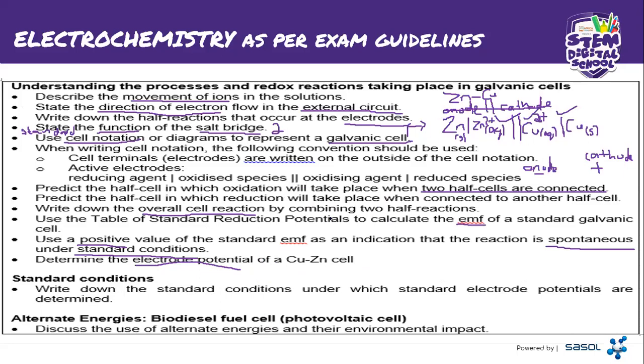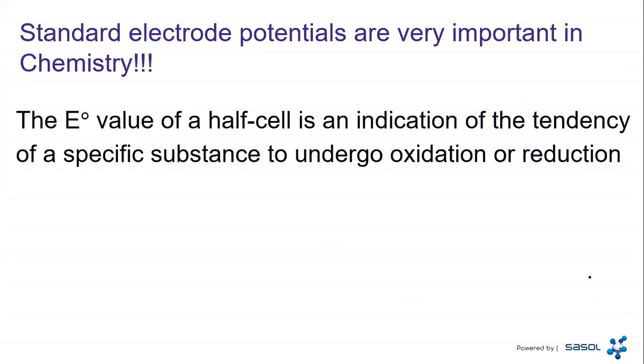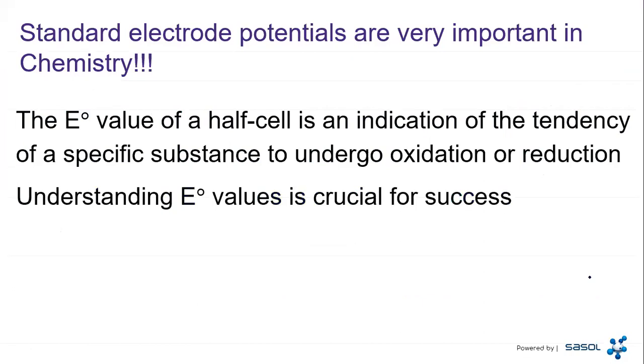And lastly, not lastly for the entire topic, but for what we are still focusing on, which are your galvanic cells, we must be able to write down the standard conditions under which standard electrode potentials are determined. In simple terms as well, it's the standard conditions under which this galvanic cell would be operating. Right. Now we get into the main content for today.